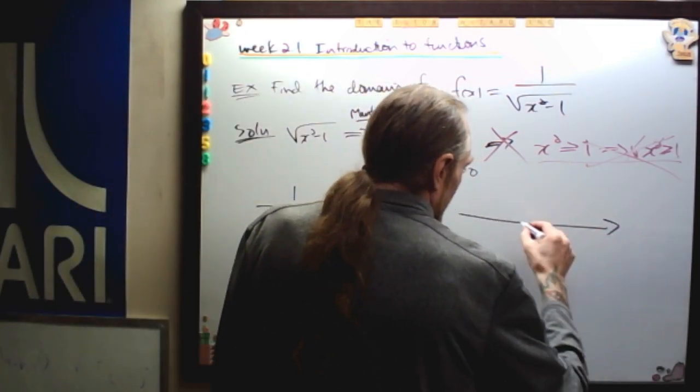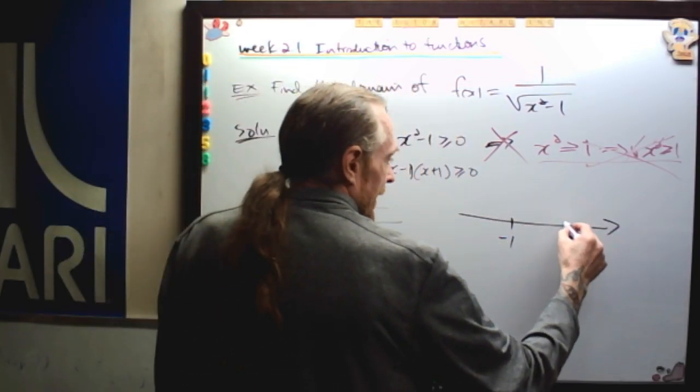I'm looking at the real number line like this. When is it equal to 0? At -1 and at 1.